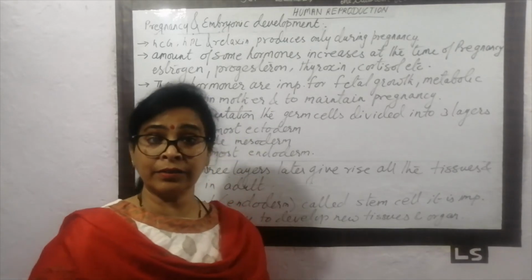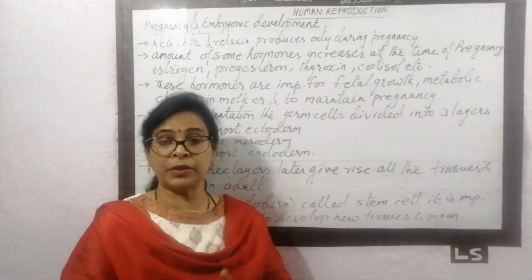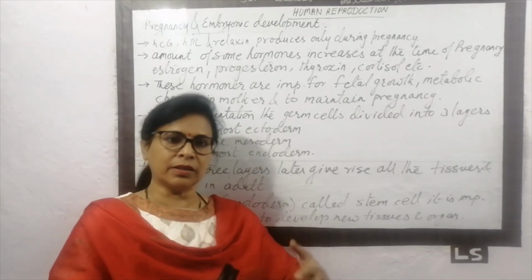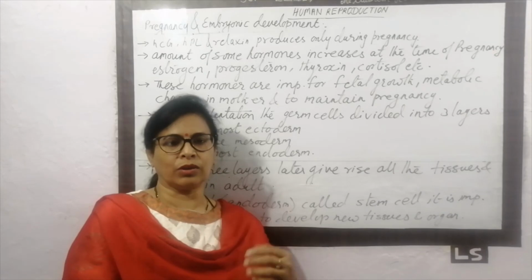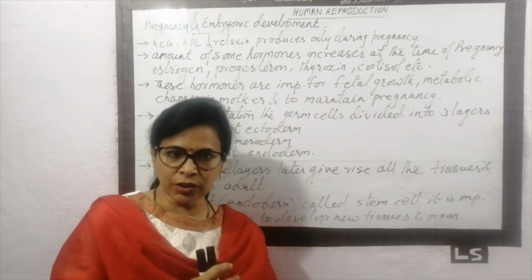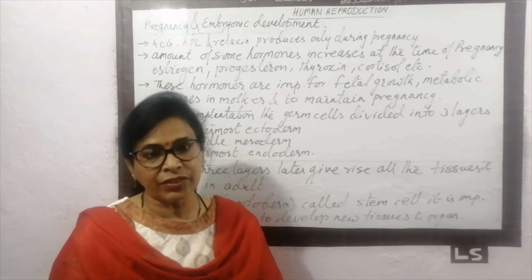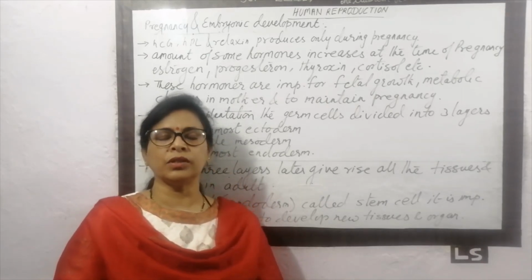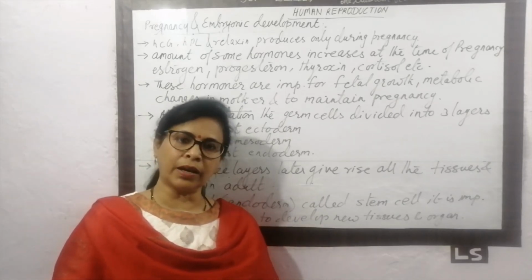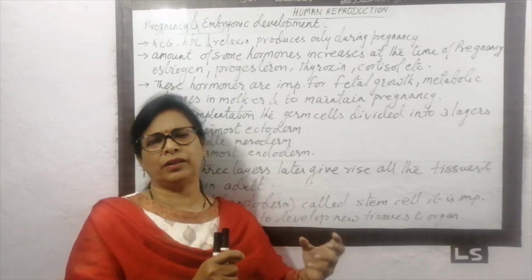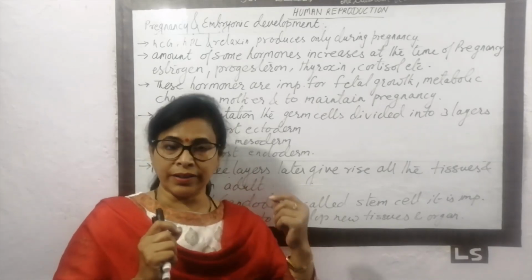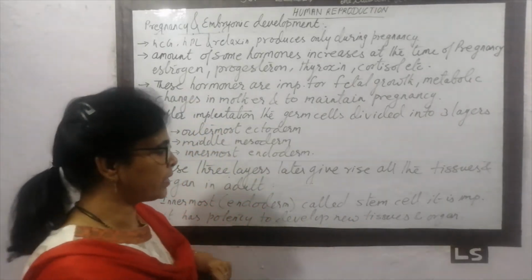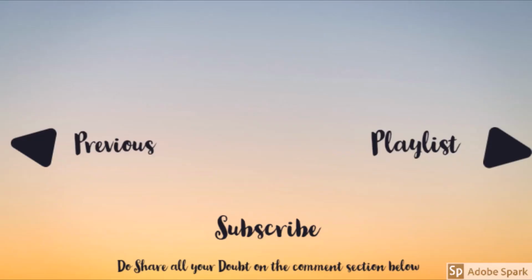Nowadays, some banks are there to preserve this stem cell after the process is completed in the mother's womb, that is after parturition. When the baby is delivered, this stem cell is preserved and used in the future. Any time when that particular baby or the adult needs some organ or tissue development, it is possible to convert this stem cell into tissue and organ.